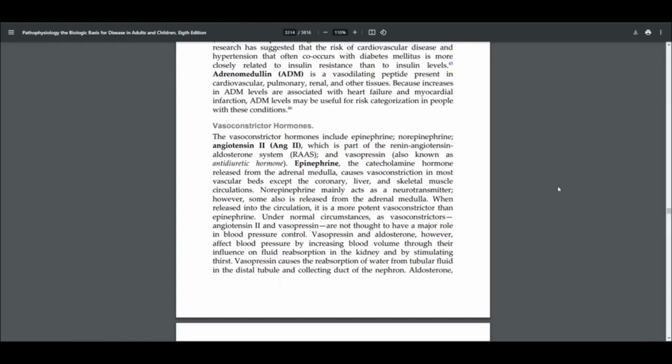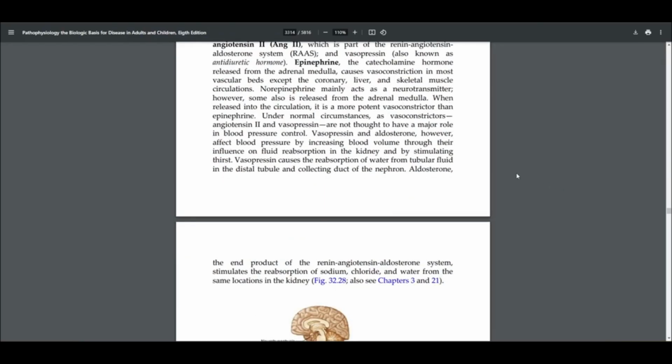Vasopressin and aldosterone, however, affect blood pressure by increasing blood volume through their influence on fluid reabsorption in the kidneys and by stimulating thirst. Vasopressin causes the reabsorption of water from tubular fluid in the distal tubule and collecting duct of the nephron. Aldosterone, the end product of the renin-angiotensin-aldosterone system, stimulates the reabsorption of sodium, chloride, and water from the same locations in the kidneys.